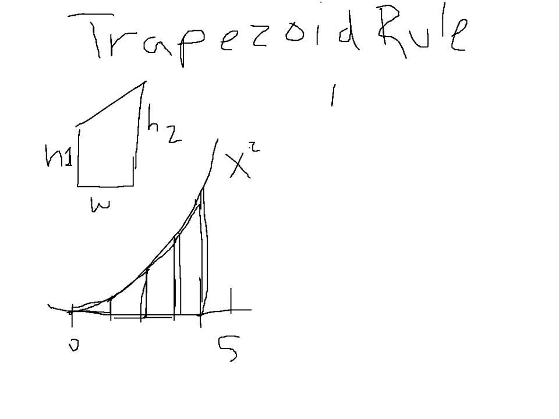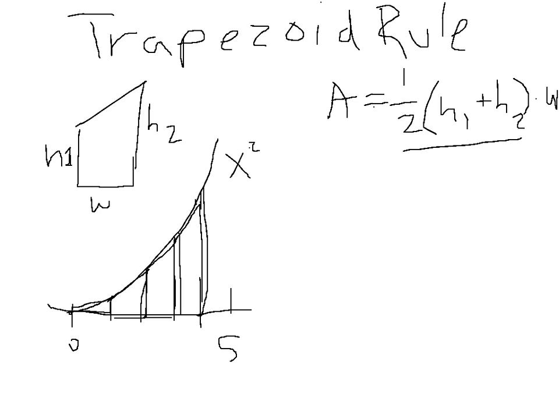And the equation for a trapezoid area is 1/2 times height 1 plus height 2, times the width. So pretty much the average of the two heights times the width.